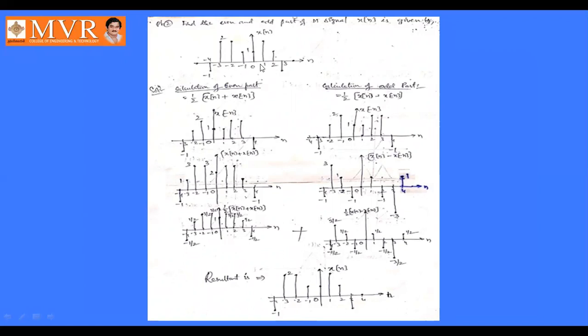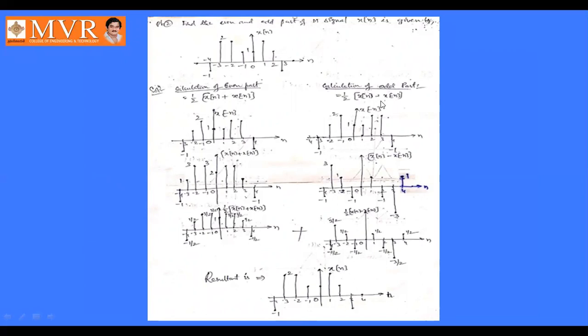In the same manner as in the earlier problem, we will calculate the even part and the odd part. How to calculate the even part? Half of x of n plus x of minus n. So x of n is this one. X of minus n is its mirror image. By adding these two, we will get x of n plus x of minus n, and half of this is the half value of this one. So this is half of x of n plus x of minus n.